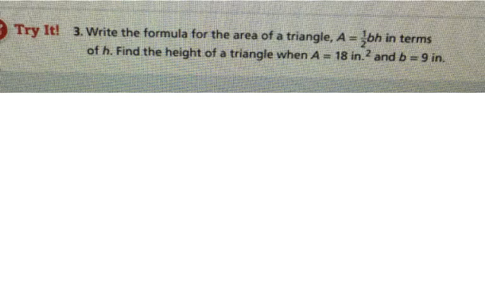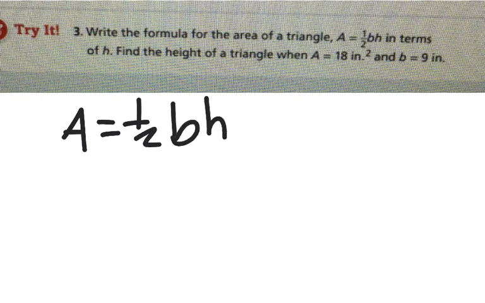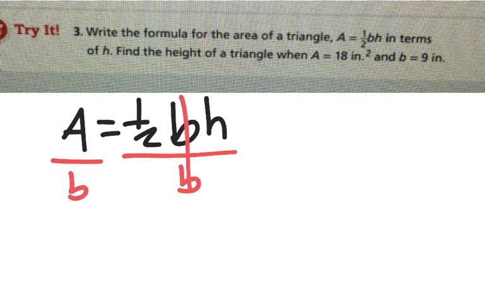18 divided by 1 over 2, and 18 divided by 1 over 2. Okay. So, let's see. When we solve for h, we can get rid of b pretty easily. Divide by b. So now I've got a over b equals 1/2 h.